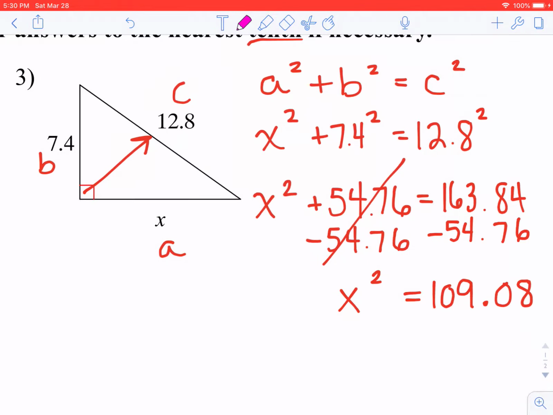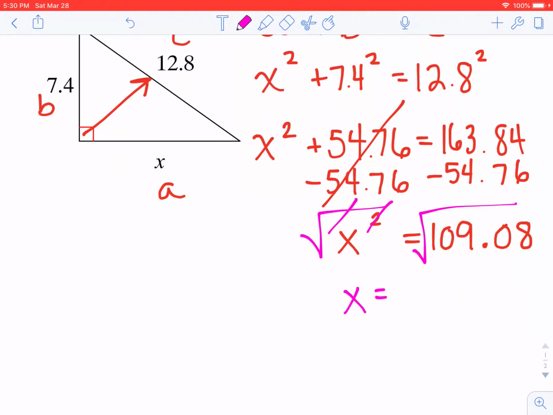All right, so now, just like last time, in order to get the x by itself, I take the square root. What I do to one side, I do to the other. These are going to cancel. I have x by itself. And now I'm going to take the square root of that answer. Here's what I'm getting in my calculator when I do that. I'm going to write a few decimal places first, and then I will round it.